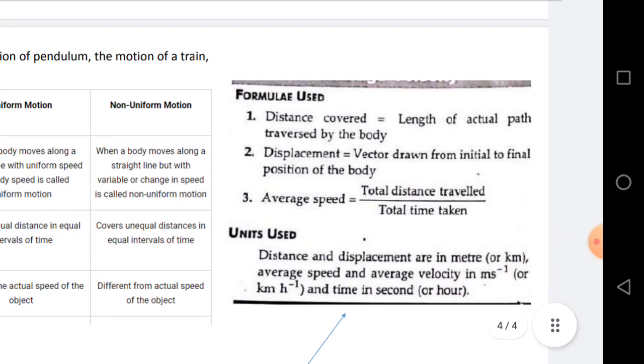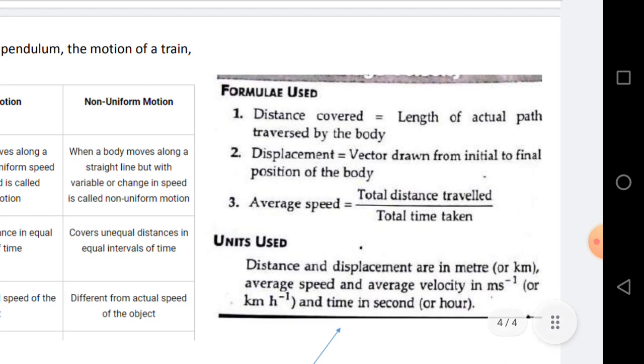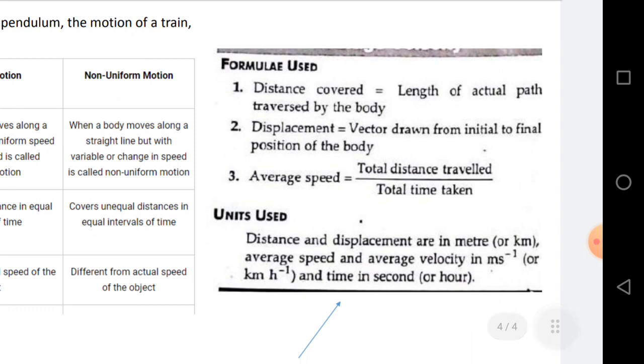Okay, these are the formulas we will use to solve the problems, and the units we will use: distance and displacement follow the unit of length, that is kilometer and centimeter, and speed and velocity will follow the unit kilometer per second, kilometer per hour, or meter per second.